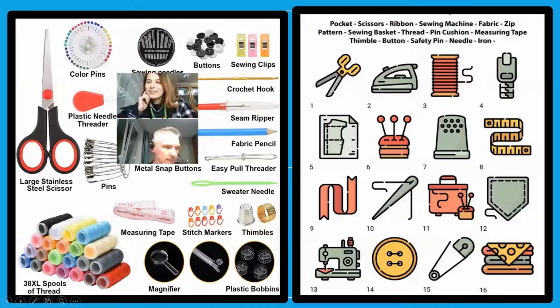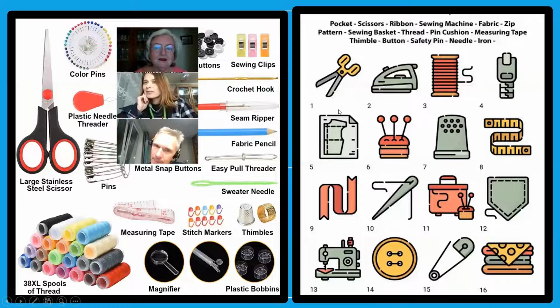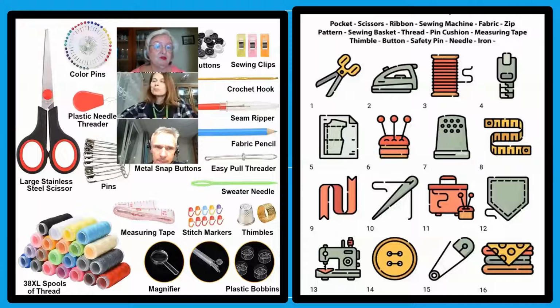Oh, I don't know the name. I'm looking for it. With a P. Second line. Pattern. So this is when we want to do something a little more serious. We're going to make a garment, and so we would use a pattern. The next one, Alex. Pin cushion. Next. Thimble.